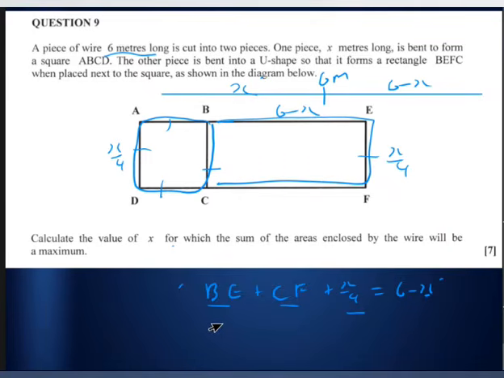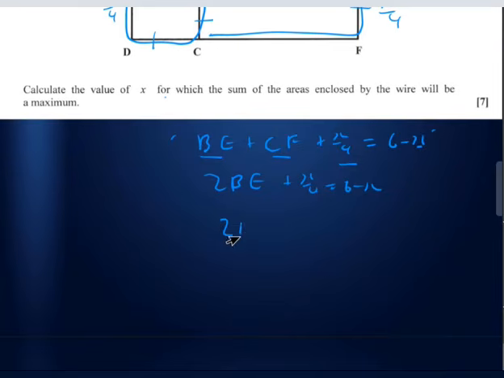We can just say BE plus BE because they're both the same, right? So it means 2BE, because BE plus BE is 2BE. So this plus x over 4 must be equal to 6 minus x. So let's just go further. It means that 2BE is going to be equal to 6 minus x over 4. So now it's going to be 6 minus 5, because if you type this in the calculator, you type minus 1 over 4 is minus 5 over 4.